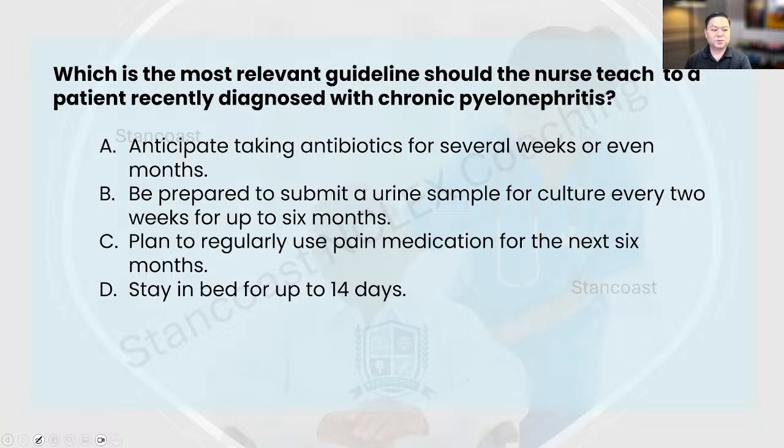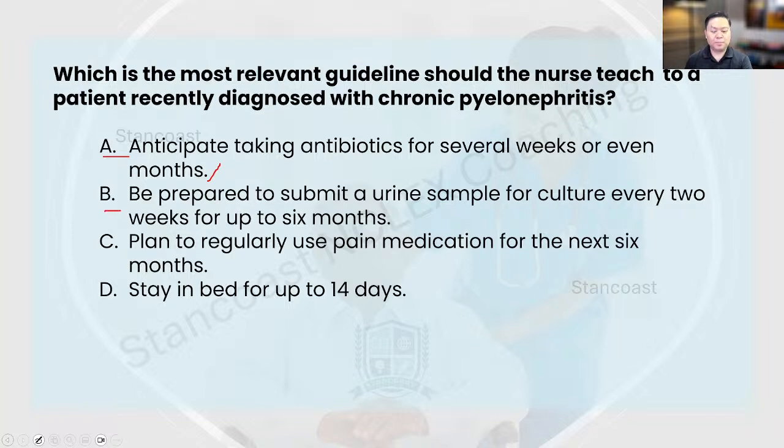So let's go through the options here with letter A. Anticipate taking antibiotics for several weeks or even months. A good possible answer, because with chronic pyelonephritis, this is going to be a persistent, recurrent infection that can also necessitate much more extended antibiotic therapy. Again, it can last from weeks up to months. And the reason for that, again, is to prevent antibiotic resistance, and also to prevent permanent kidney damage. So that is our possible answer.